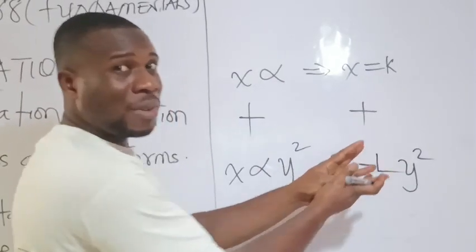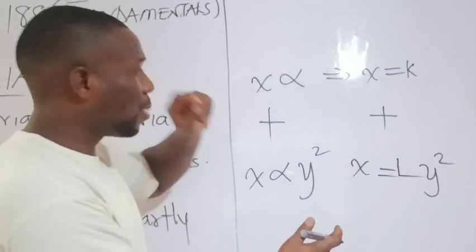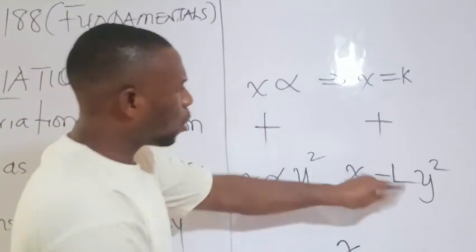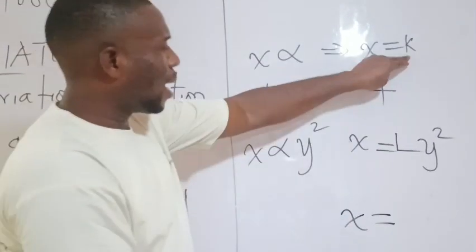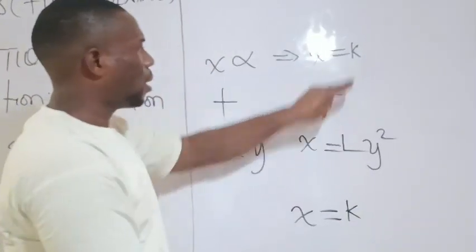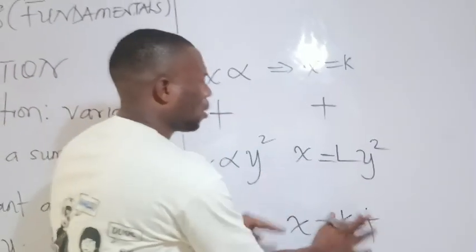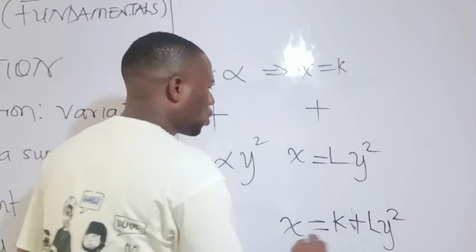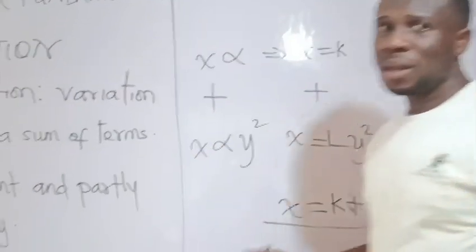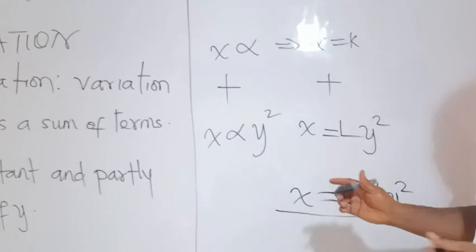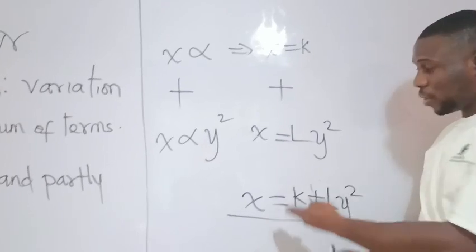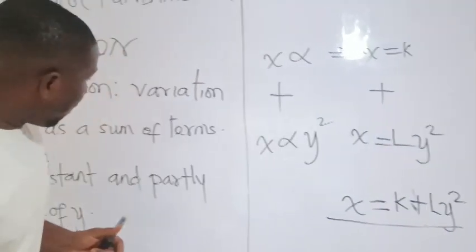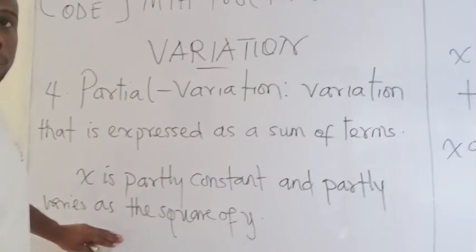So if I join everything together, to express it as the sum of terms, my x is the same, so I'll pick one of the x. The equal to is the same, and I have a constant here, k, plus this term here, L y squared. So I've expressed this statement mathematically as a sum of terms. So this is variation as it's being expressed as a sum of terms.